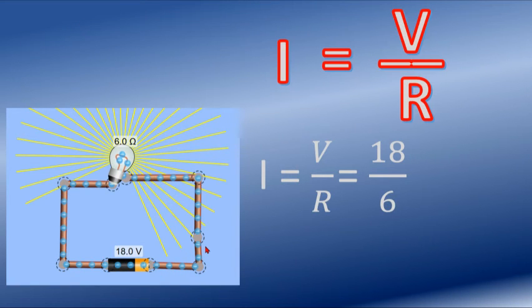So here's an example, all right? If you're given the voltage and you're given the resistance, you divide those to find the current. In this case, the current would be 3 amps.